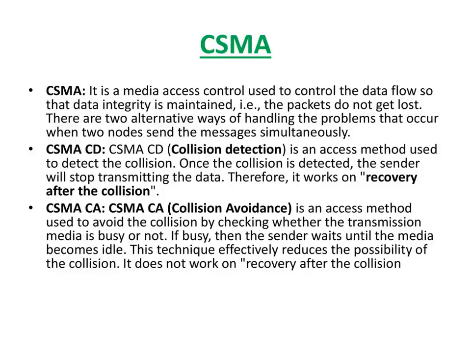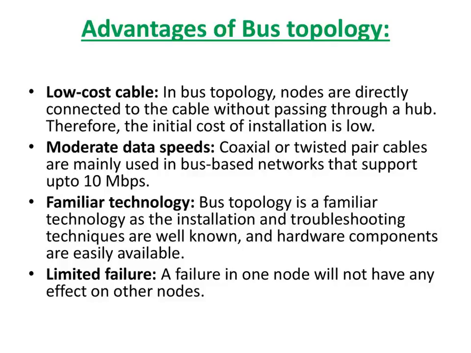CSMA/CA, collision avoidance, is an access method used to avoid the collision by checking whether the transmission media is busy or not. If busy, then the sender waits until the media becomes idle. This technique effectively reduces the possibility of the collision. It does not work on recovery after the collision.